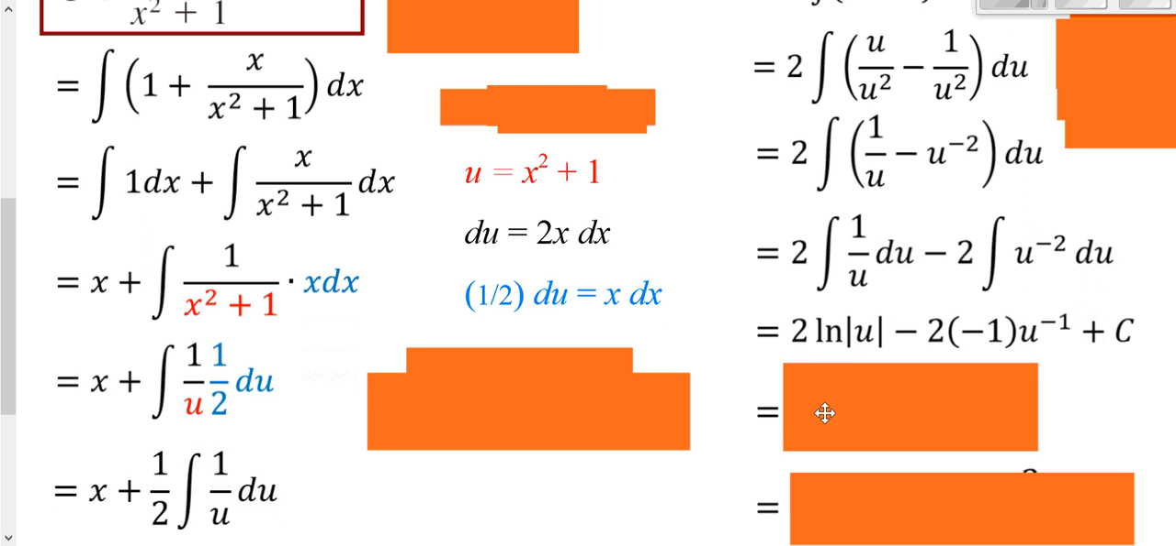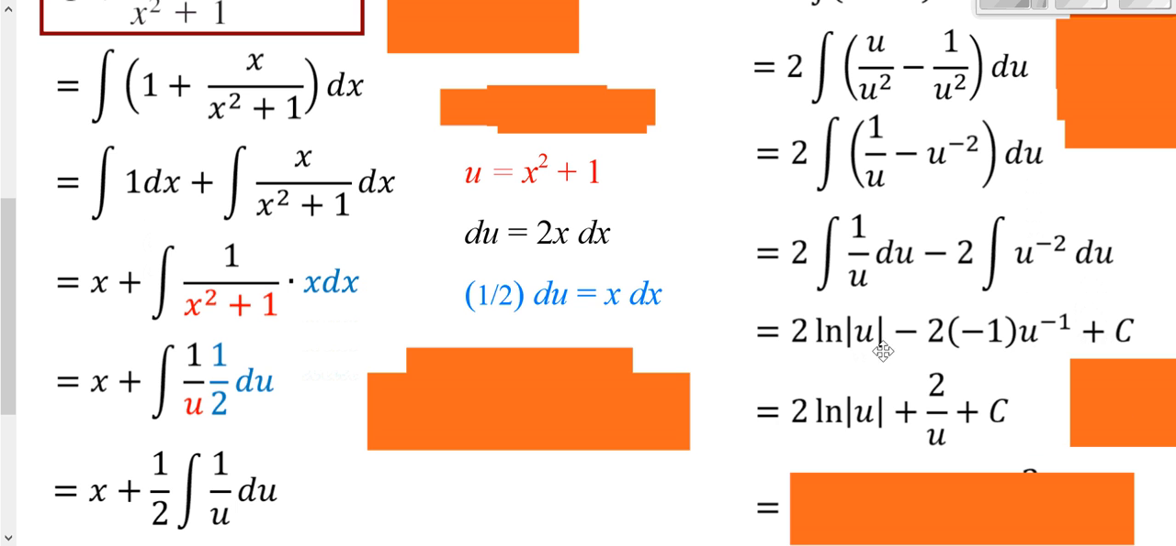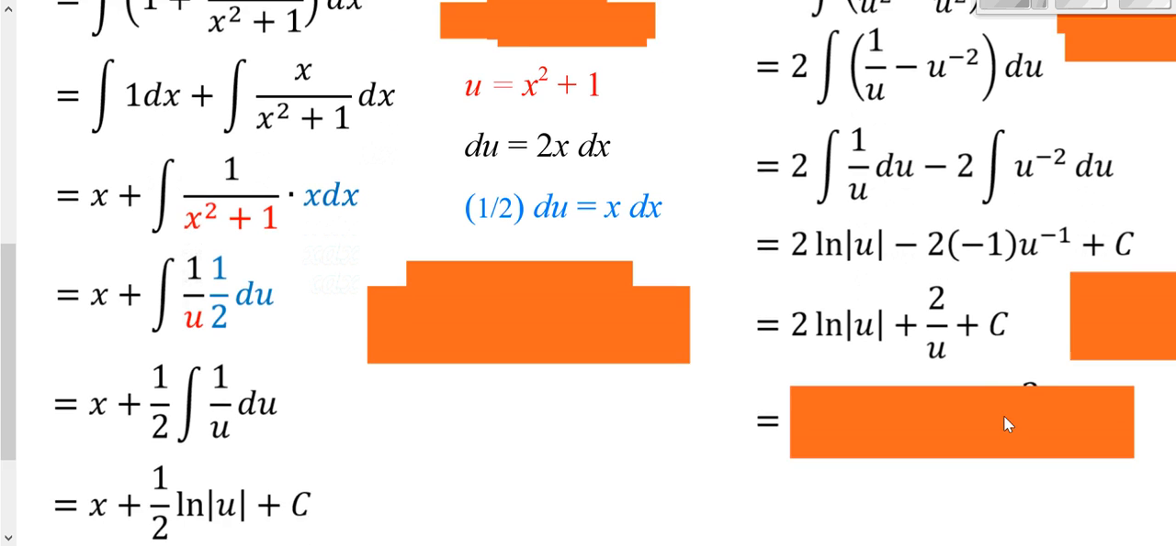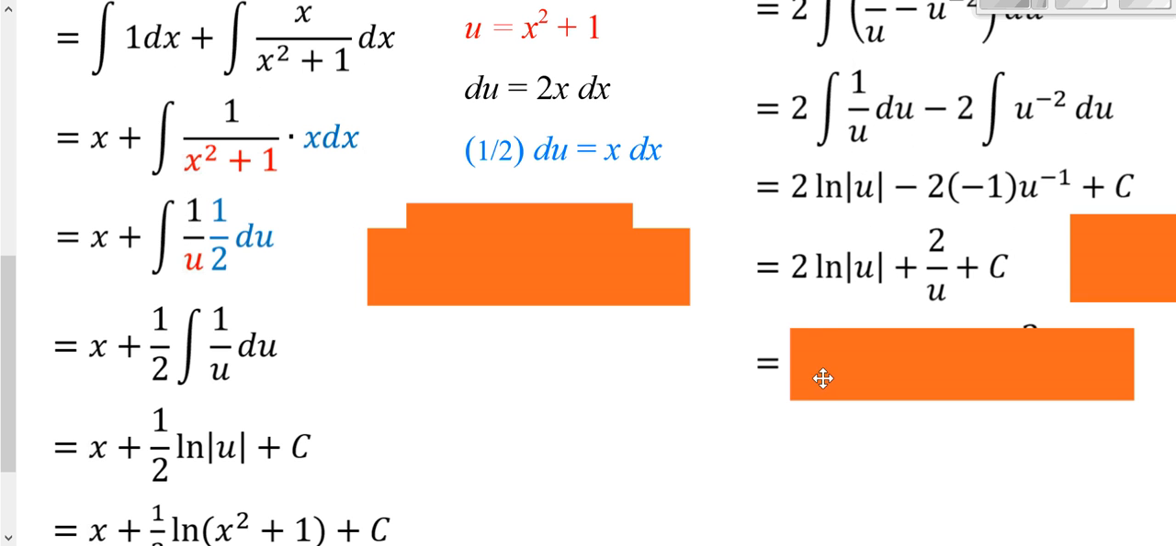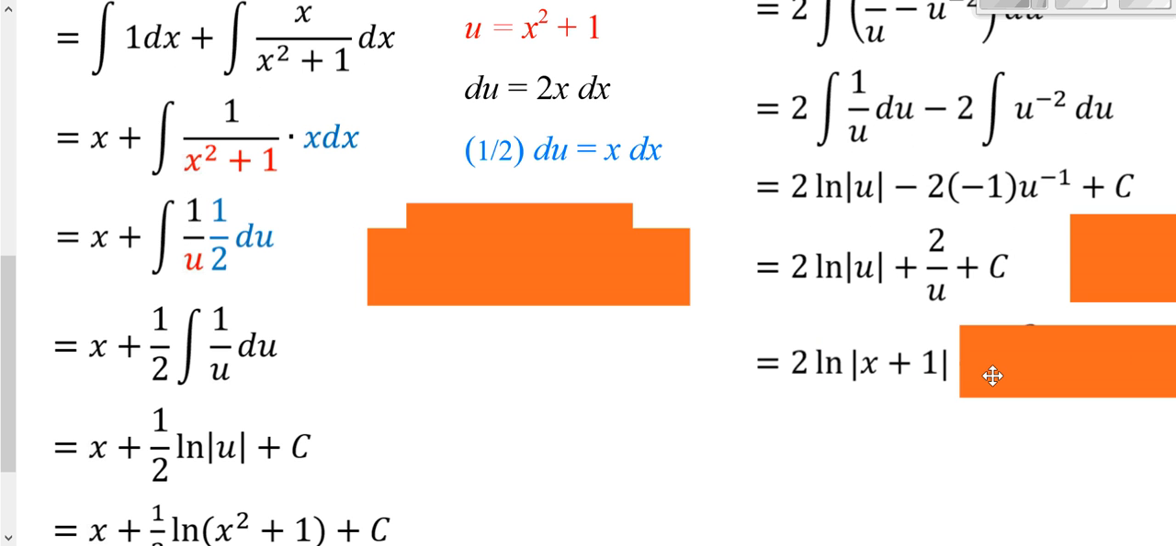So we now just have this. Minus minus is a plus. Well, all we have to do then is replace your u with what u was. Now u was x plus 1. And then we get 2 over x plus 1 with our plus c.